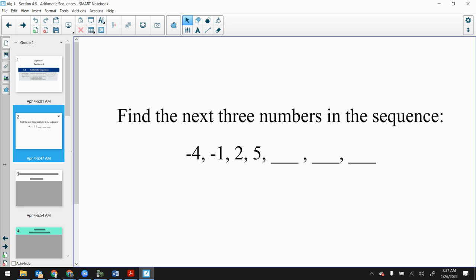Find the next 3 numbers in that sequence. You don't have to write it down. I'm just asking you to think it through. What would the next 3 numbers in that sequence be? I want everybody to think about it.